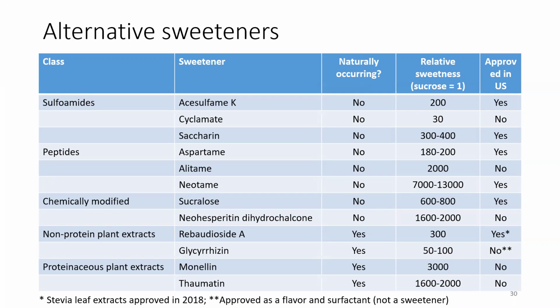So if you have an acidic product, or if you have a product that is heated for any length of time, then certainly aspartame would not be appropriate. The other two there, alitame and neotame, have a little bit more stability. But still, in comparison with the sulfamides, which are very stable to pH and temperature changes, the peptide sweeteners are very unstable. So they have limited use.